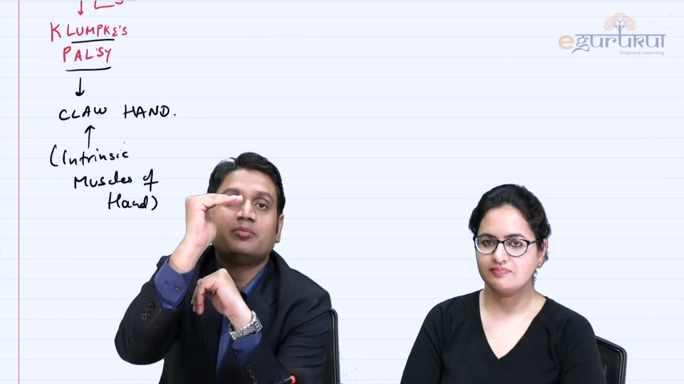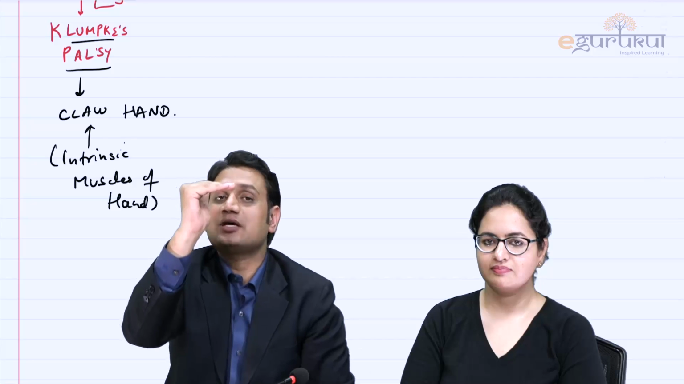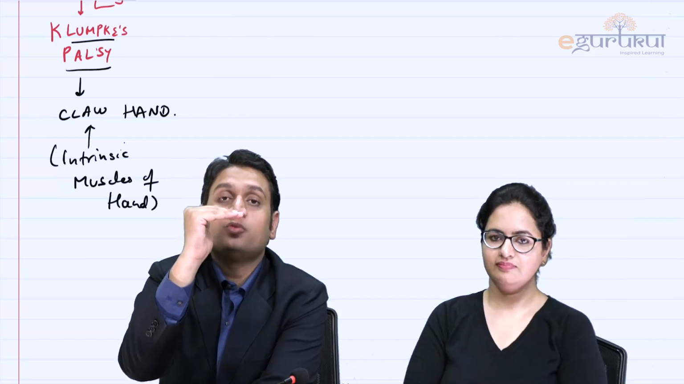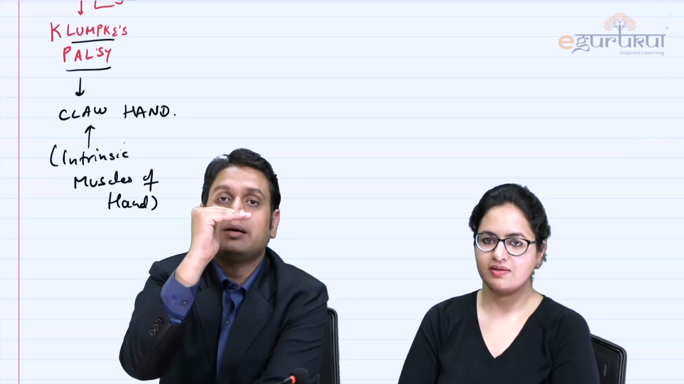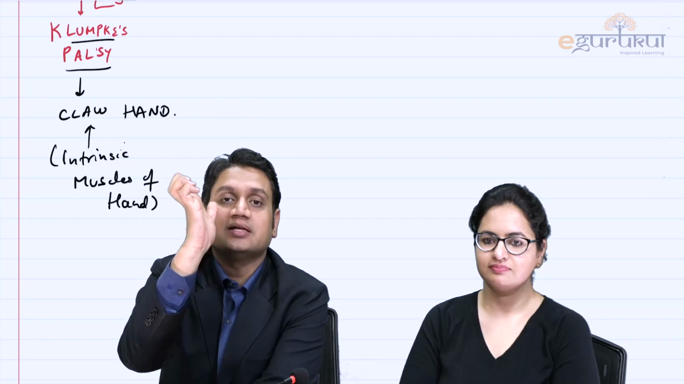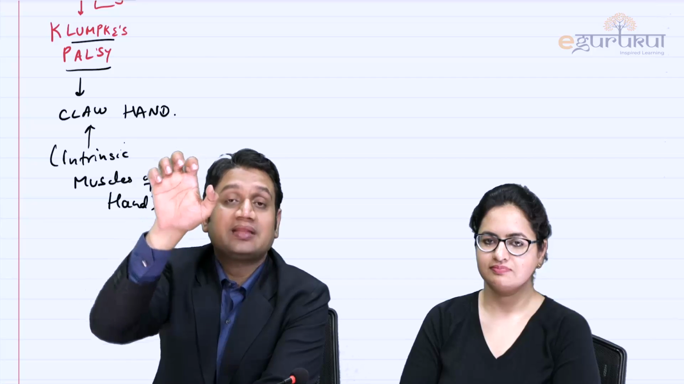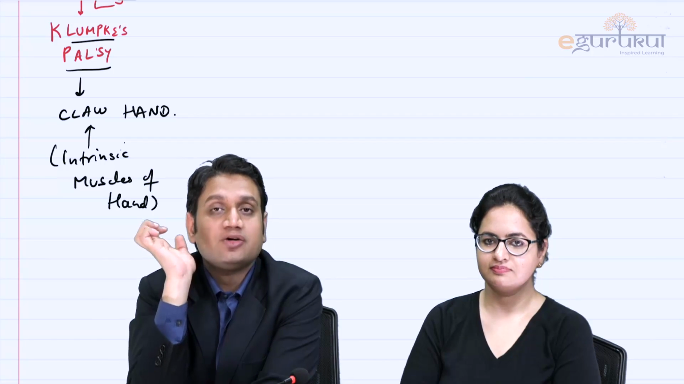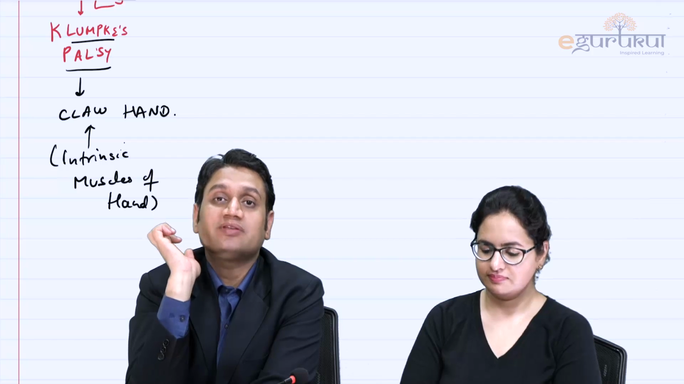This is a normal posture, that my intrinsics are okay. If intrinsics are paralyzed, what is going to happen? I'll assume the opposite posture. For example, MCP gets into extension and fingers get into flexion. That's what you call a claw hand. That's why Klumpke's leads to a claw hand deformity, because of palsy of all the intrinsic muscles of the hand.